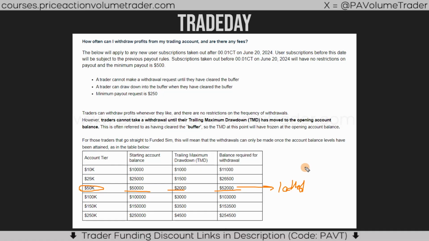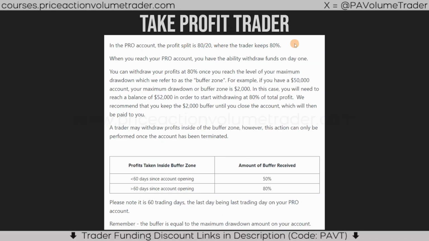But just remember, you've got to plan out and be smart about how you take profits, because you don't want to bring down your balance too low, because remember, now your liquidation is frozen at $50,000. So the more you take out, the closer you're going to get to that liquidation. So you always want to keep a little bit of distance between your withdrawal balance and your liquidation. And TakeProfitTrader, in the pro accounts, 80-20 split, you can take withdrawals from day one.